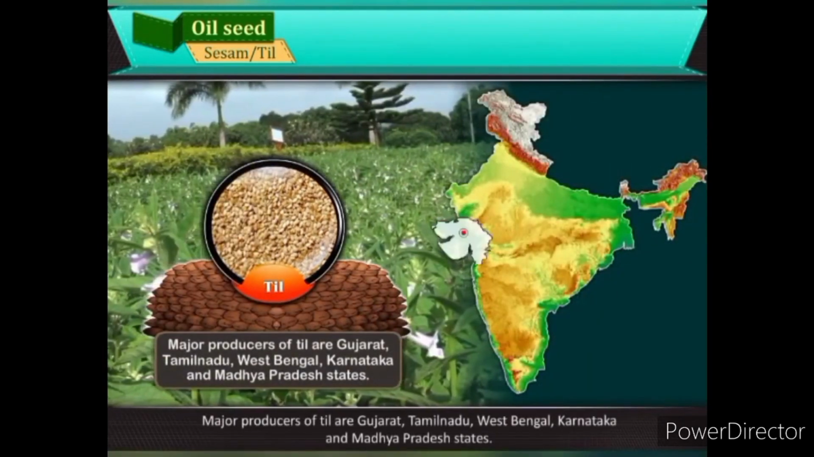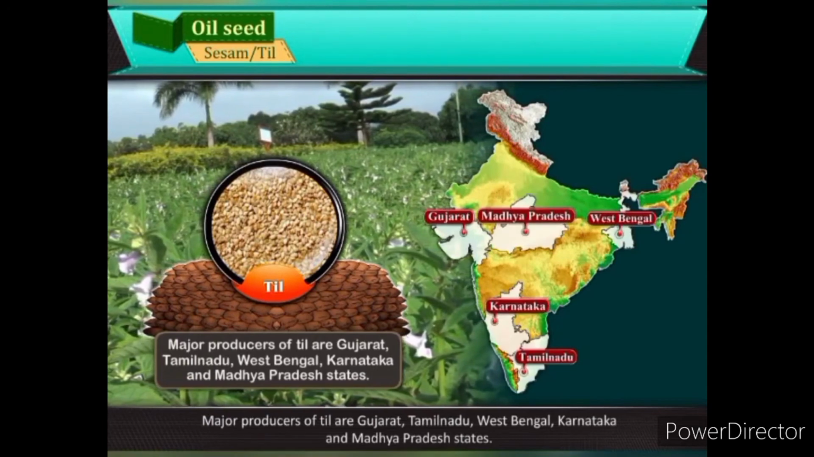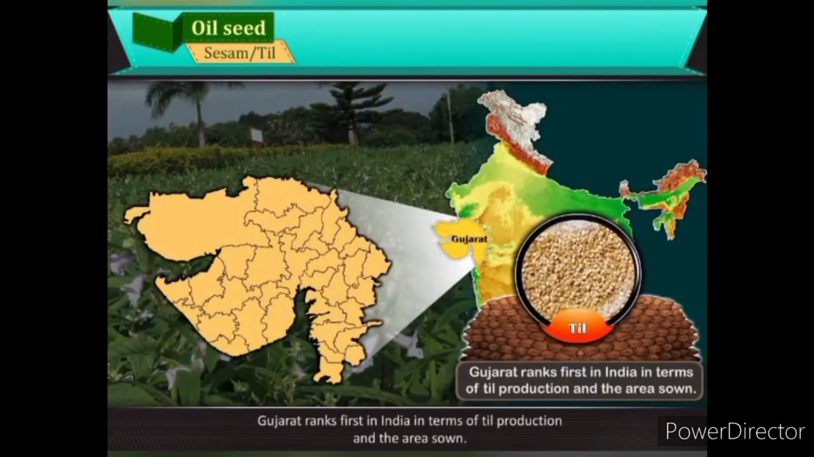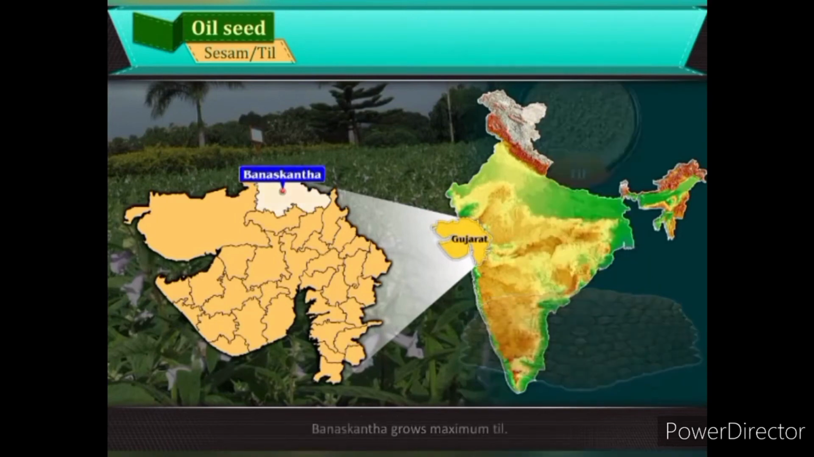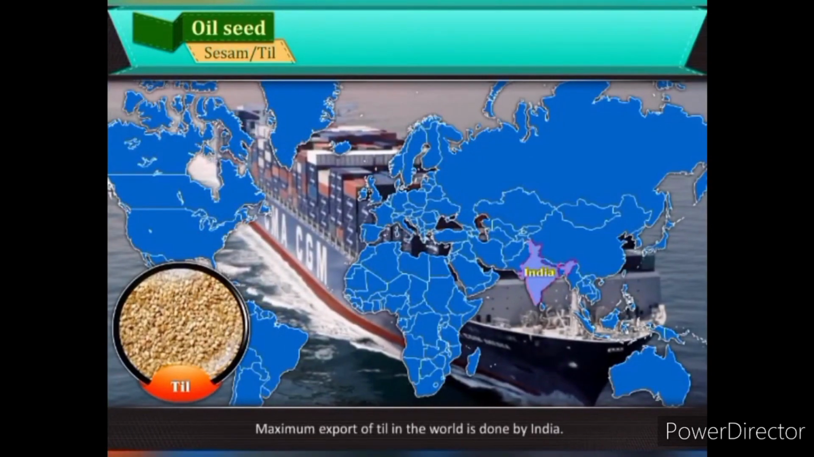Major producers of til are Gujarat, Tamil Nadu, West Bengal, Karnataka and Madhya Pradesh states. Gujarat ranks first in India in terms of til production and the area sown. Banaskantha grows maximum til. Maximum export of til in the world is done by India.